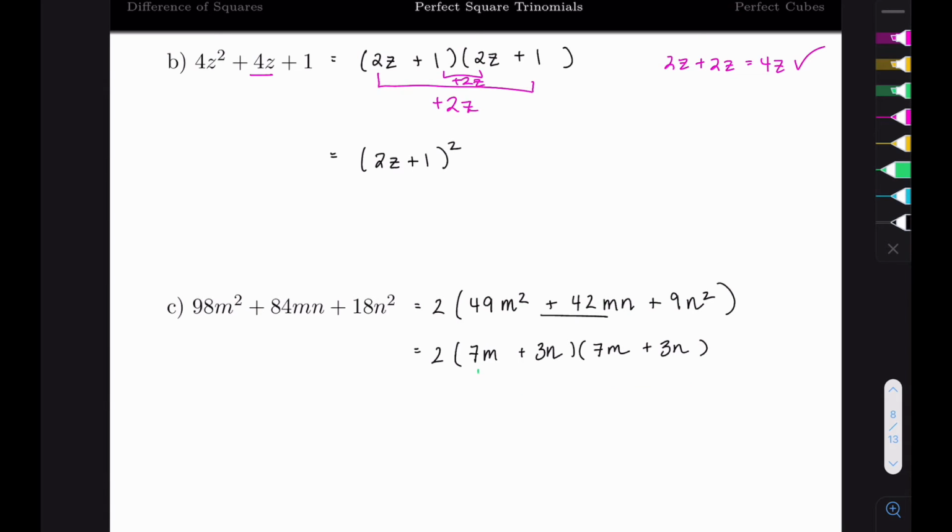Let's check. The outer term gives us 21mn. The inner term also gives us 21mn. And that indeed adds up to the positive 42mn that we want. So this factoring works. And then again, because it's the same thing repeated, I can just say it's that factor to the second power, and that 2 is out front.